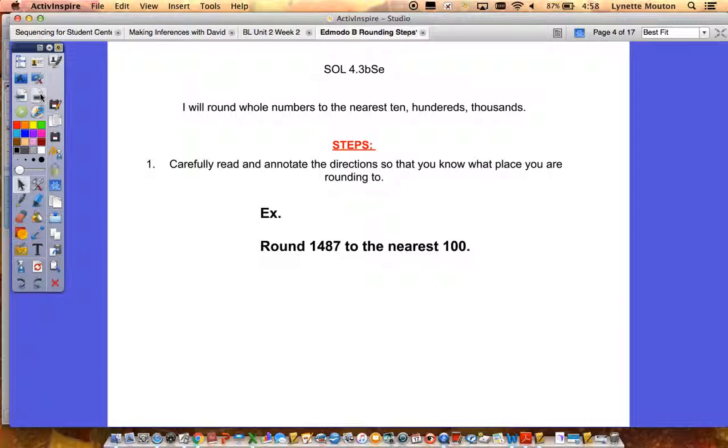Step 1, you need to carefully read and annotate the directions so that you know what place you are rounding to. So our example is round 1,487 to the nearest 100. So I had to annotate it, know what number I'm rounding and what place value I am rounding it to. That's why we spent so much time studying that place value chart, because you have to know where you're rounding to in order to successfully round the number.